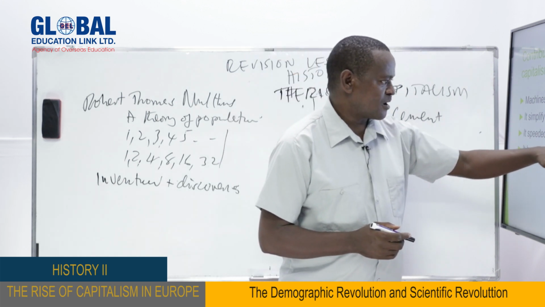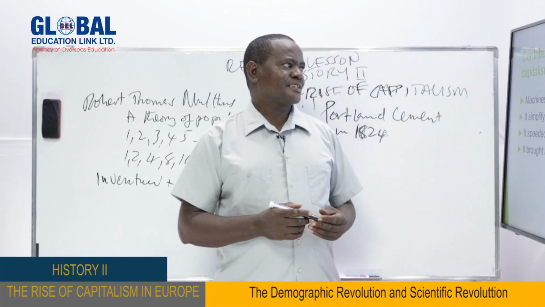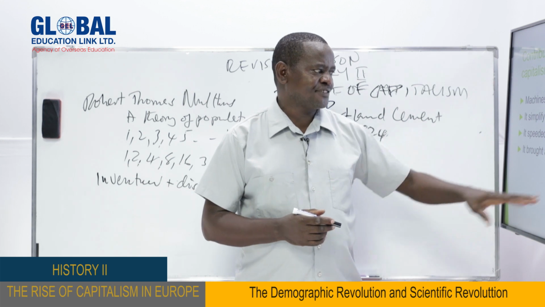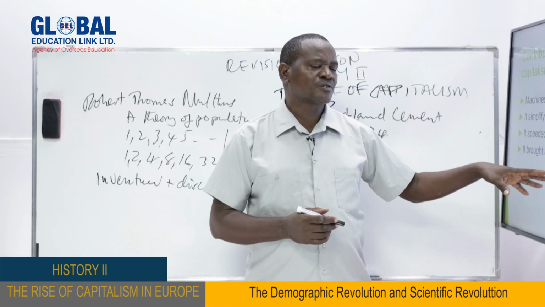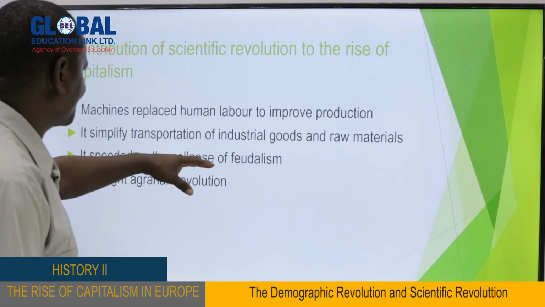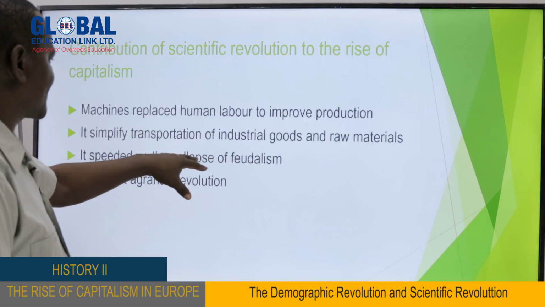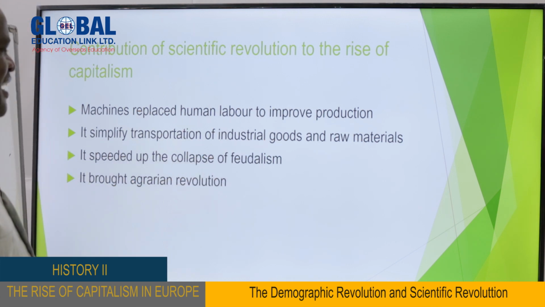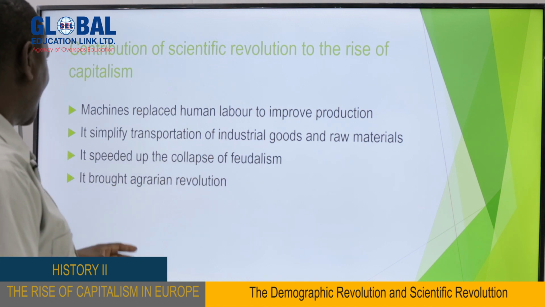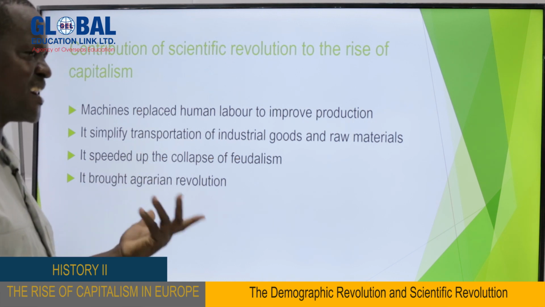And remember, where there is feudalism, capitalism cannot rise easily unless feudalism collapses. That means the rise of capitalism was the product of the collapse of feudalism. So thanks to this scientific and technological revolution, they facilitated the collapse of feudalism and gave rise to capitalism. Another thing is it brought the agrarian revolution.